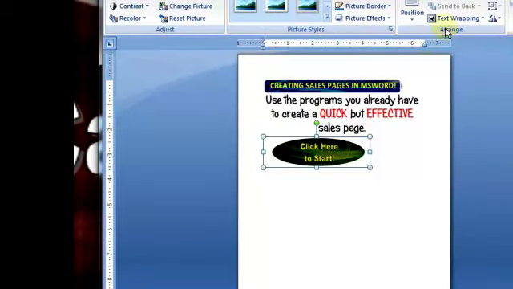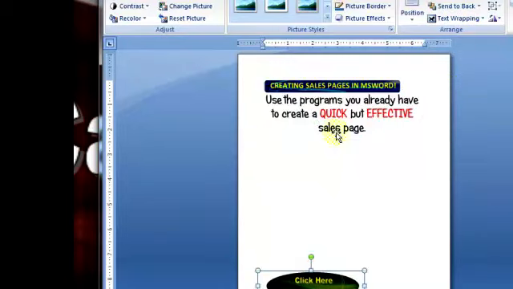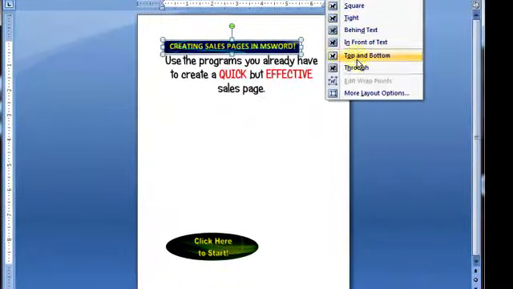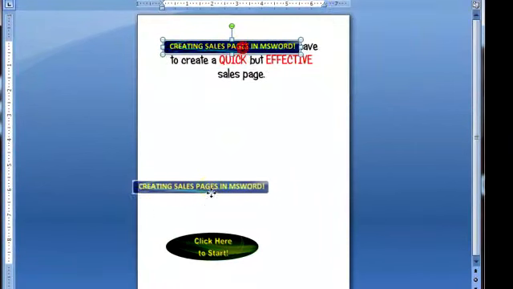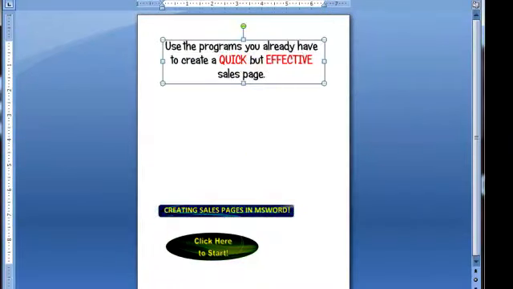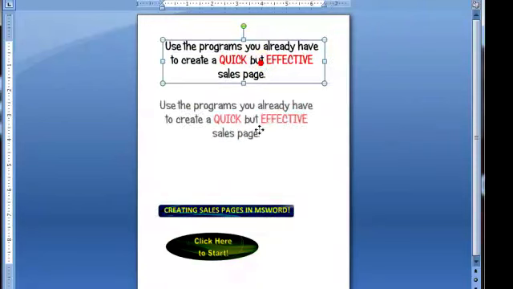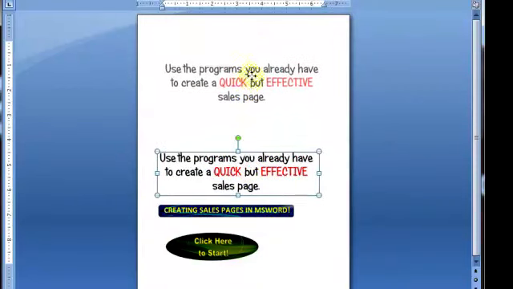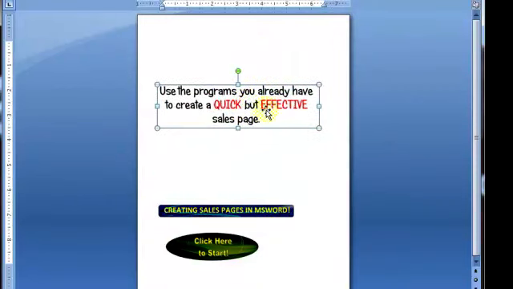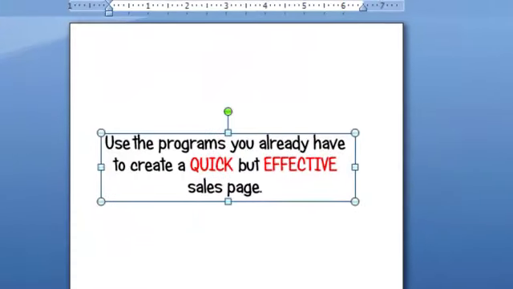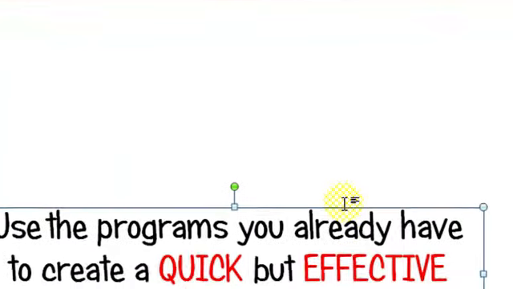Okay, and I'm going to text wrap these so I can move them. Okay, there's the first one. That's the start page. Text wrap and move it here, and there's the text. Okay, and I'll move all these to the bottom. So the first one I want to work on is to use programs you already have. Let me go ahead and put this into page width so you can see what I'm doing.